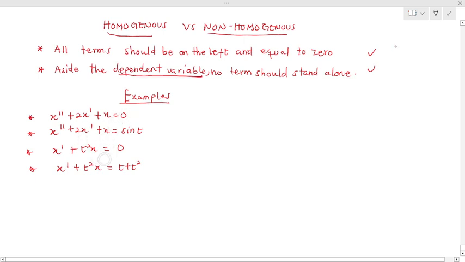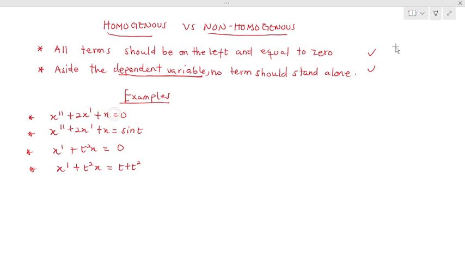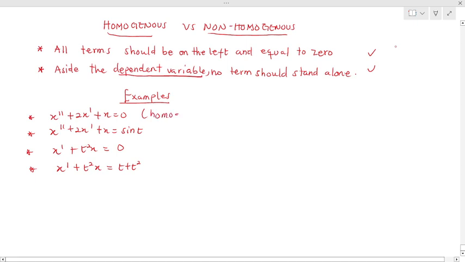I have a couple of examples here to show you. This is the very first example. x'' plus 2x' plus x is equal to 0. Is this equation homogeneous or non-homogeneous? All the terms should be on the left and should be equal to 0. That is satisfied here. They are all on the left and it is equal to 0. Is there any term here which is not the dependent variable and standing alone? No. x is the dependent variable. I can see 2x, I can see x here. So this equation is homogeneous.